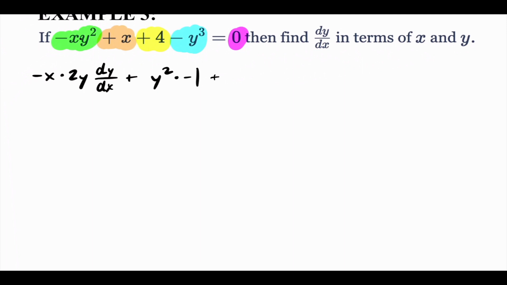Orange now. The derivative of 1x is just 1. The derivative of the yellow is 0, right? Derivative of the blue, negative 3y squared dy over dx, because it was a y. Derivative of the pink is just 0.